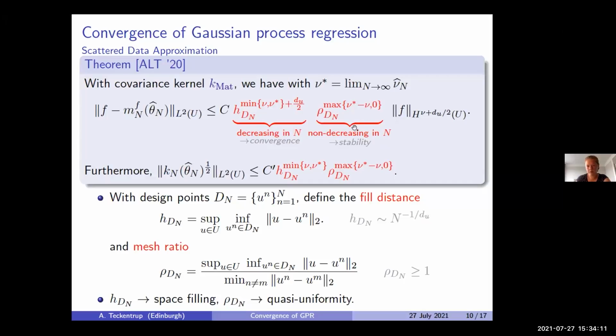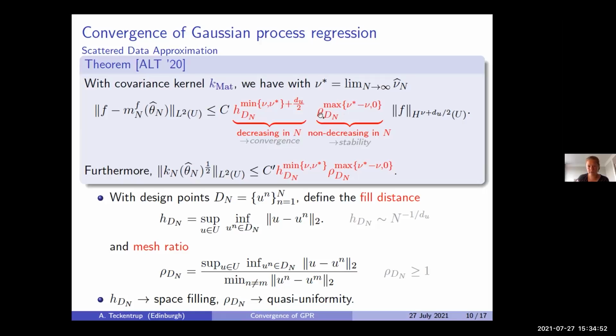There's another term here which is related to stability. This is a term which is not decreasing in n, but it's either constant or increasing. This is just related to stability issues. You can see that this term only comes into play when your estimated smoothness nu star is greater than nu. That means that the prior that you're putting on f is smoother than f actually is. So you're assuming that f has more derivatives than it actually does have, and you can get some stability issues in the numerical method because of that.